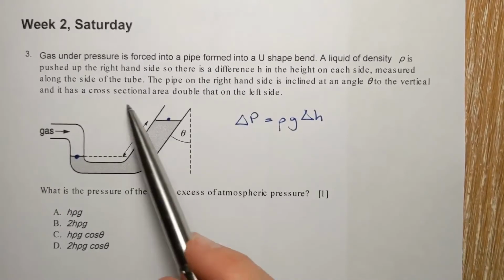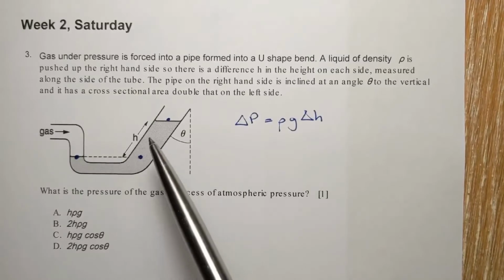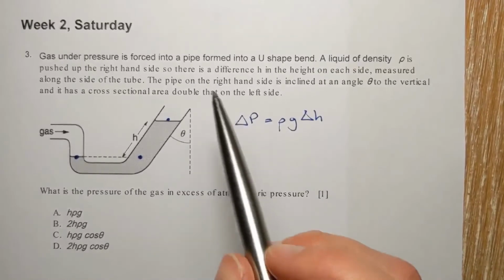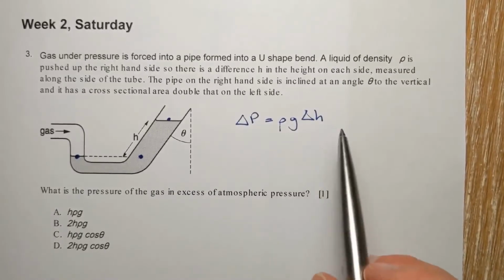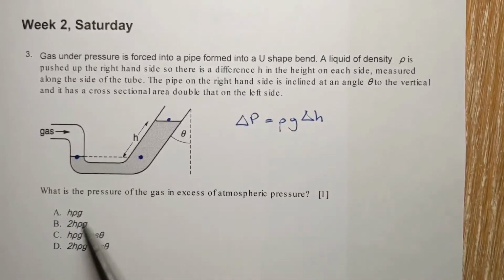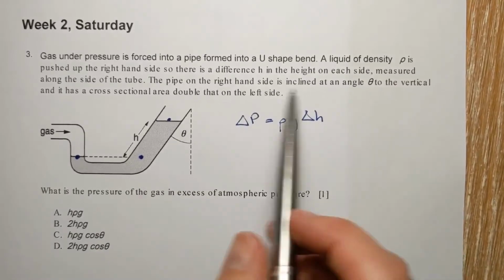Okay, there's quite a lot to say to explain how this situation is happening, but we're going to answer the question first and then come back and talk about it. So what they're clearly expecting you to do, they're trying to catch you out here. They're expecting you to go, change in pressure is ρ g Δh, and so they're expecting you to go for A.